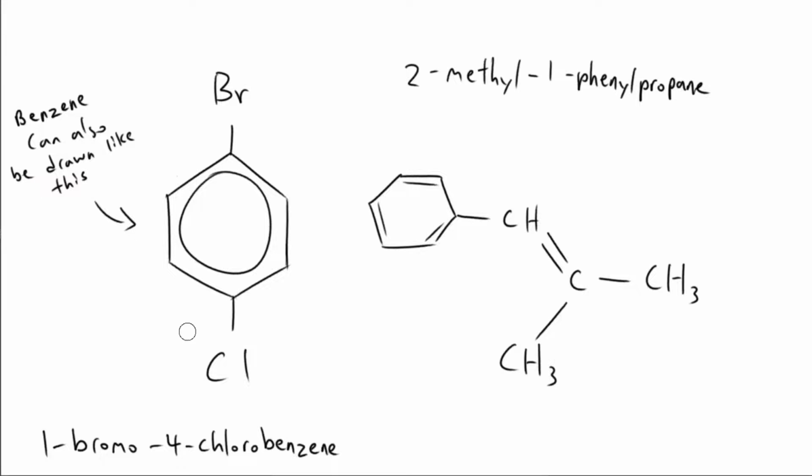Because of that, their names will be different in the full compound name. This one will be 1-bromo-4-chlorobenzene, and this one will be 2-methyl-1-phenylpropane. It's phenyl because it's the branch. And yes, benzene can also be drawn like a hexagon with a circle in the middle.